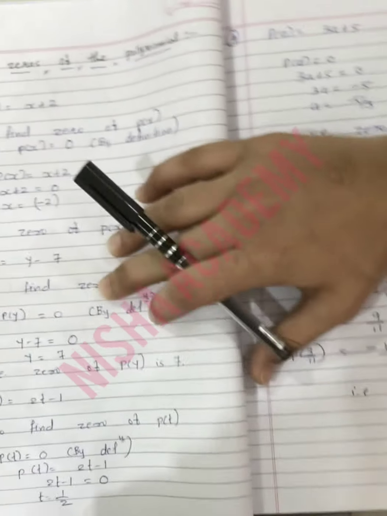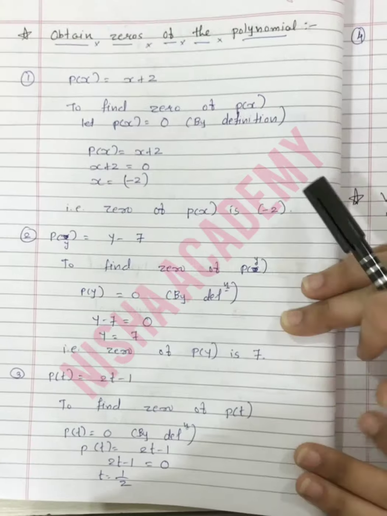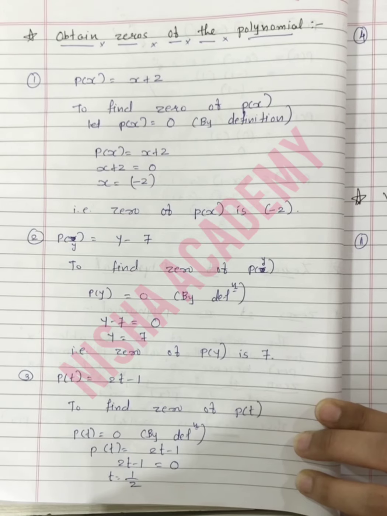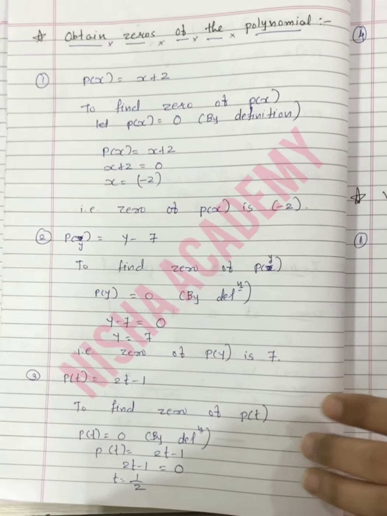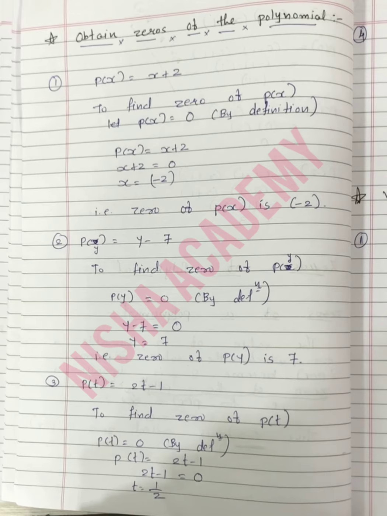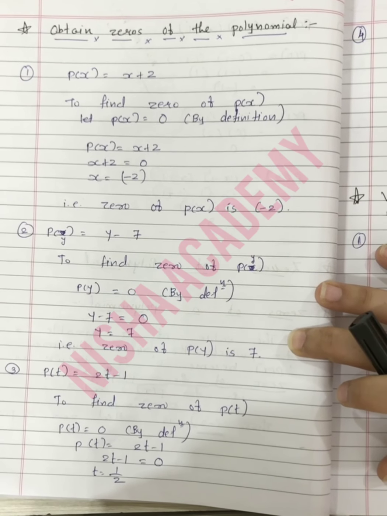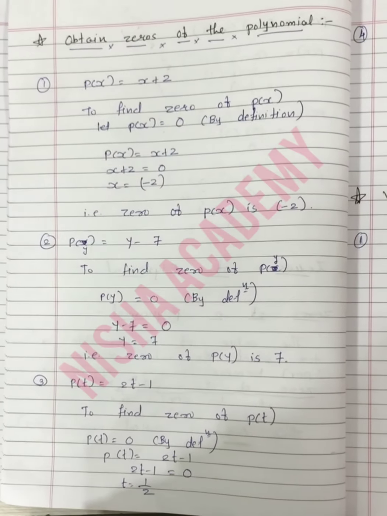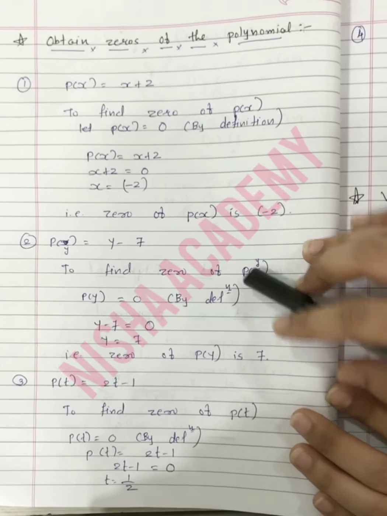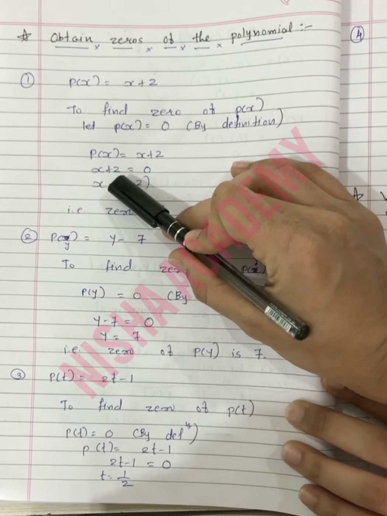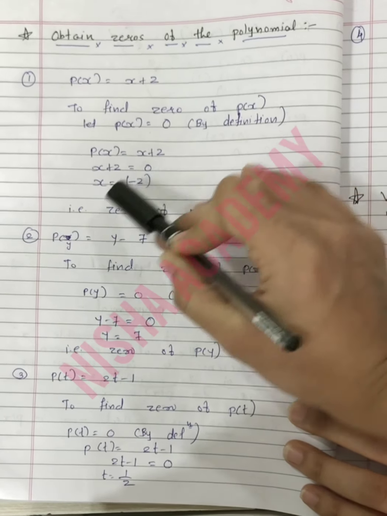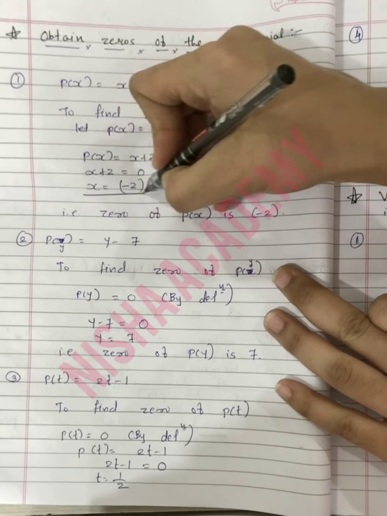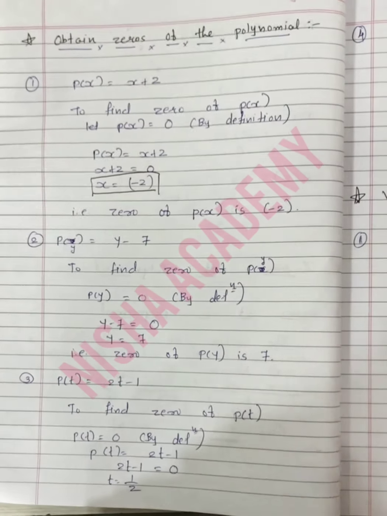Now take some more examples. Obtain zero of the polynomial. First, p of x equal to x plus 2. To find zero of p of x, first of all, you have to take p of x equal to 0. Now what you have given as p of x, x plus 2. So you have to write x plus 2 equals 0, and x equal to minus 2. So your zero of polynomial is x equal to minus 2.